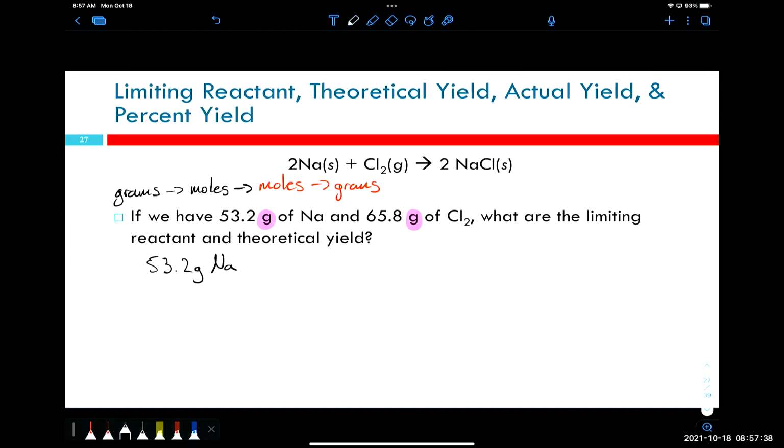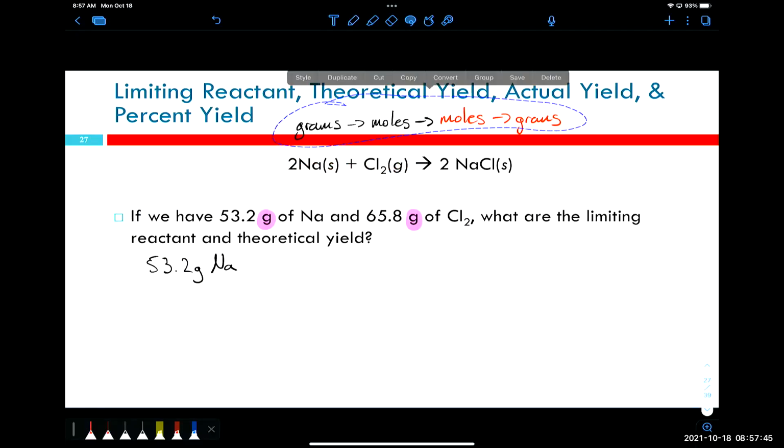Let's see, where can I put this? That's out of the way. Move this up here. So for sodium, move this farther over a little bit. Still on the screen, yeah.